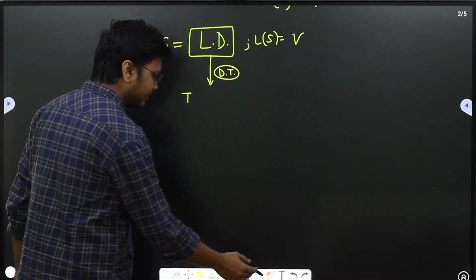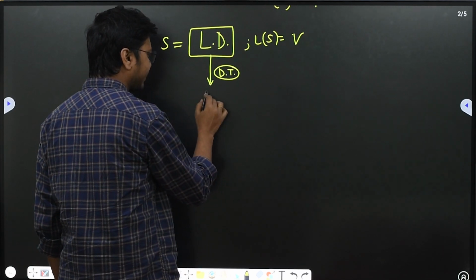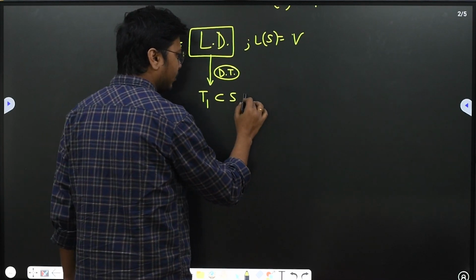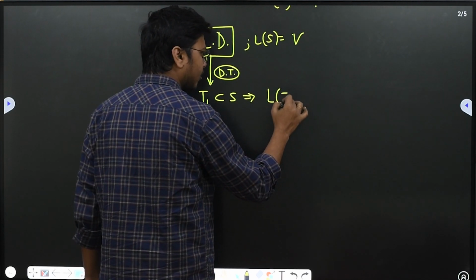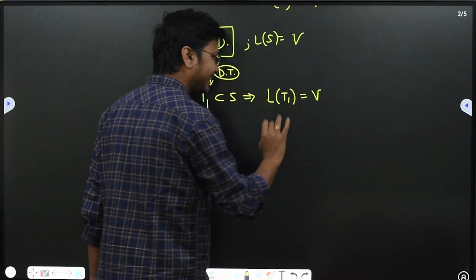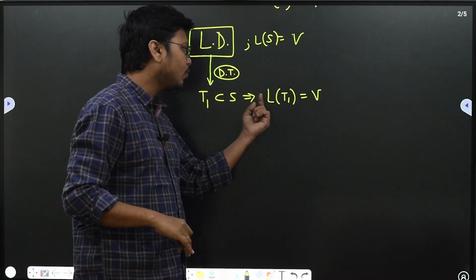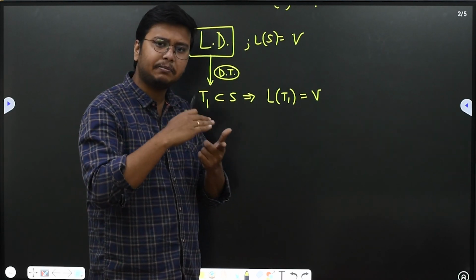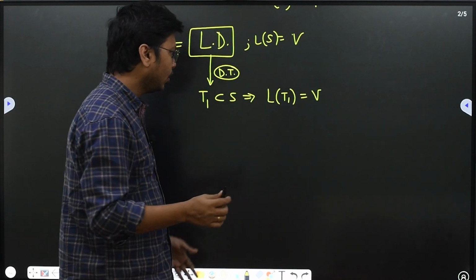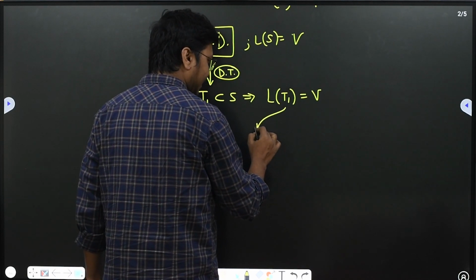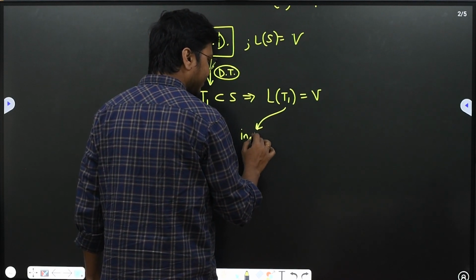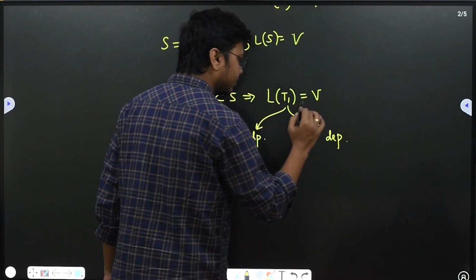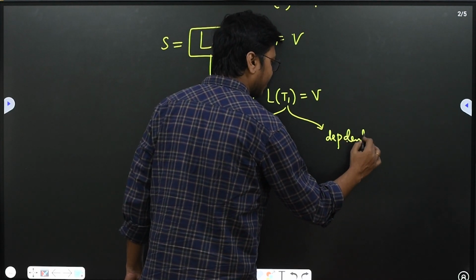Using the deletion theorem, I get a subset T1, let's say, which is a subset of S. And what is the property of that? The property is L of T1 is equal to the same vector space V. Now again, we don't know whether T1, this proper subset that we have created, is dependent or independent. So two things can happen: either the T1 set is independent, or the T1 set is dependent.